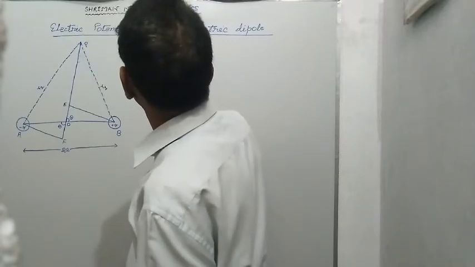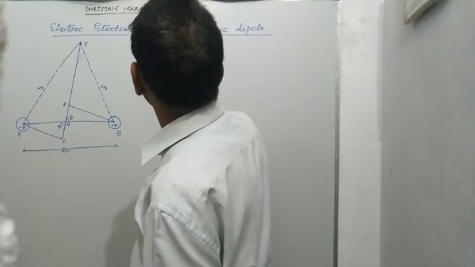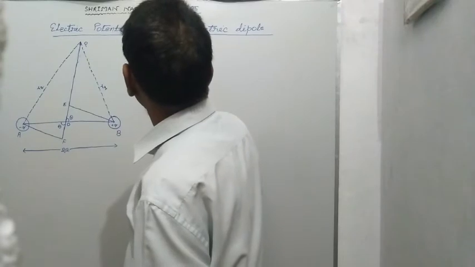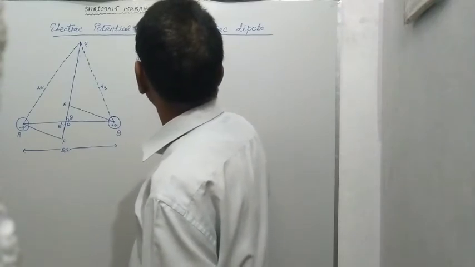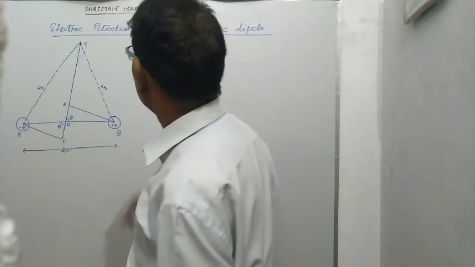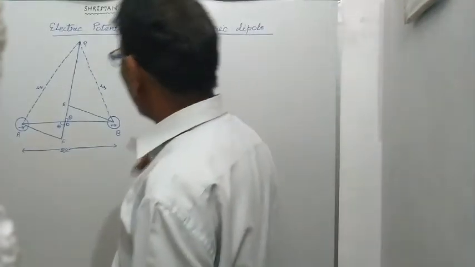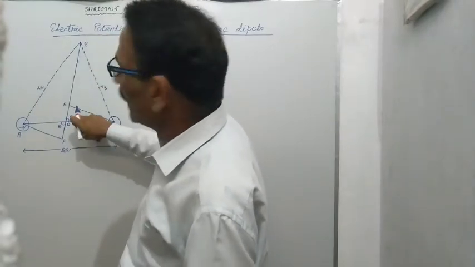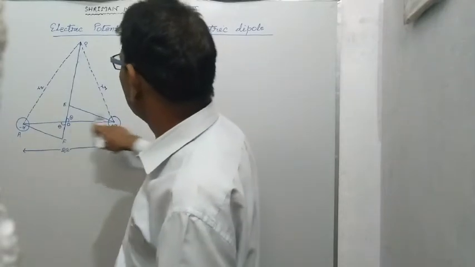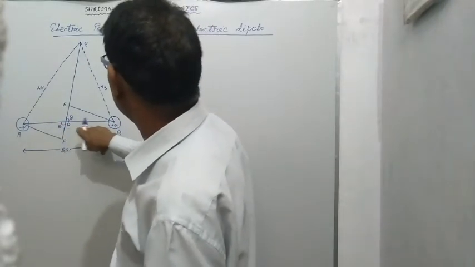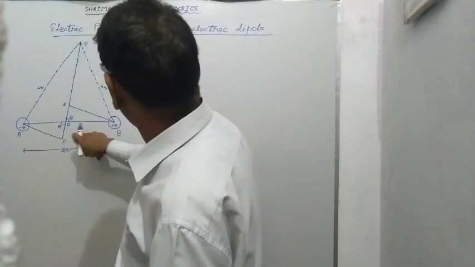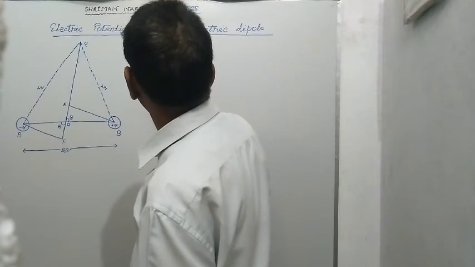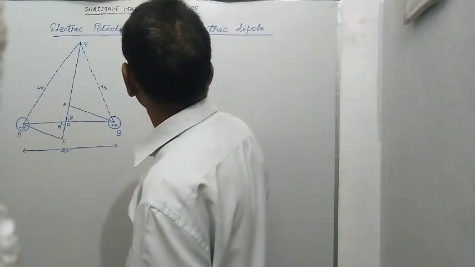Already I have assumed the distance AB is equal to 2a. O is the midpoint, so we can write OA equals OB, and it is equal to small a. Also we consider that this line OP makes an angle theta with this line AB. You can see that angle POB, let it be theta.